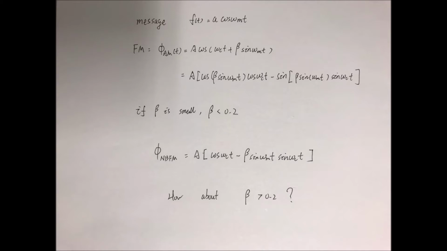Today we talk about if beta is a big number, not less than 0.2, what can we do? So how about beta is greater than 0.2? So my signal will be much more complicated.